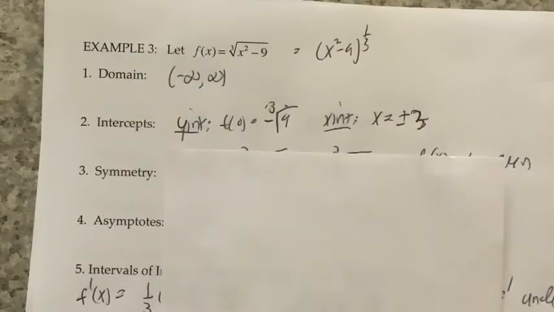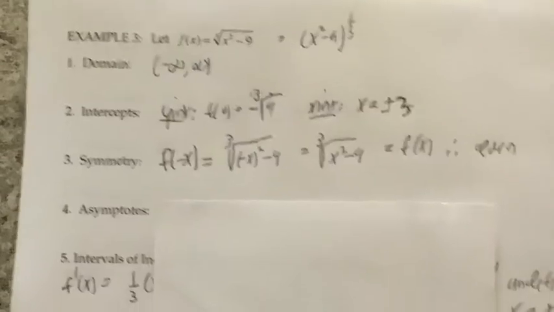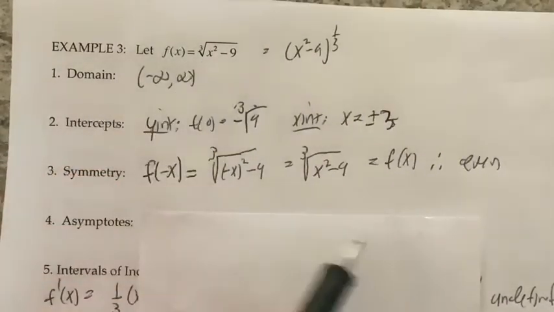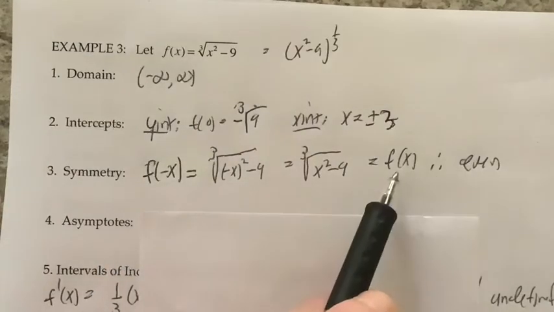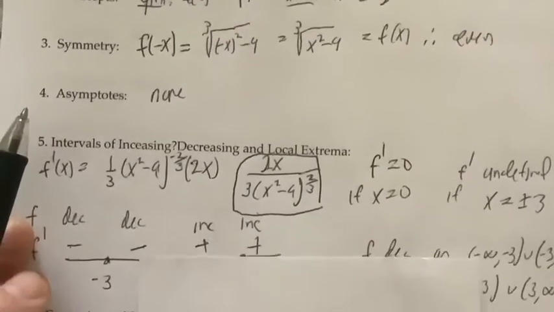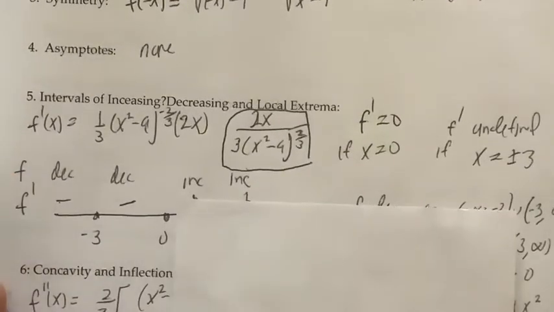Anyway, okay, so we got that. And then the symmetry, it turns out it's even. It's not too hard to see that. If you plug in negative x, you show that f of negative x is f of x, so therefore it's even. Asymptotes, there are no vertical asymptotes. Now, when you take the derivative, I'm going to go quickly over that part, because that's the messy part.